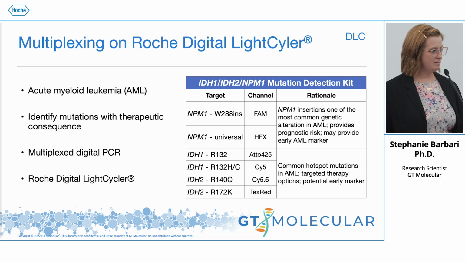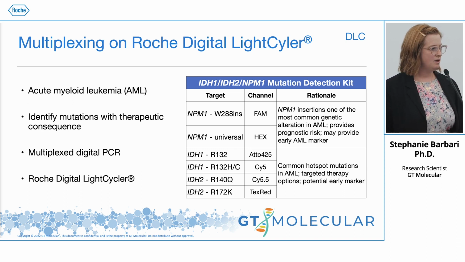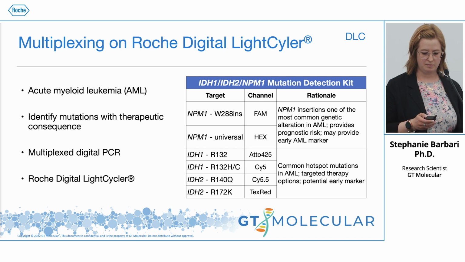So for AML, we identified the mutations shown on the table on the right. We have NPM1 insertions, which are one of the most common mutations in AML. They provide positive prognostic risk typically in these patients, and they may be an early marker of AML. We also have IDH1 and IDH2 mutations. These are common hotspot mutations, again potentially early markers of AML, and also have targeted therapies.